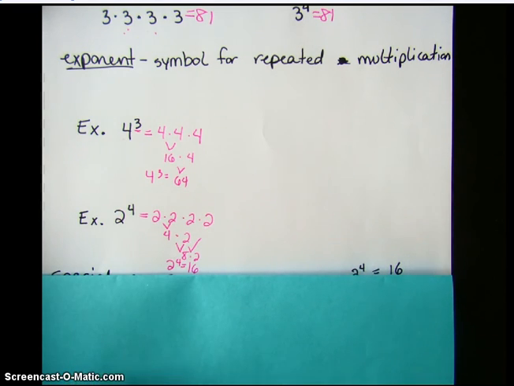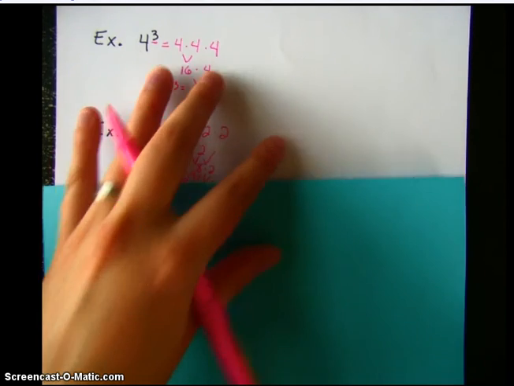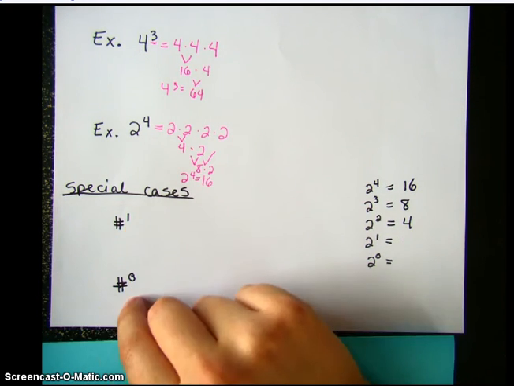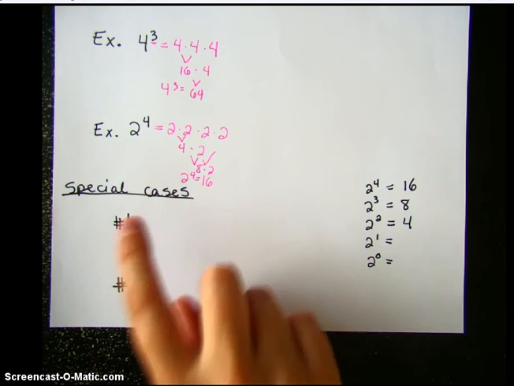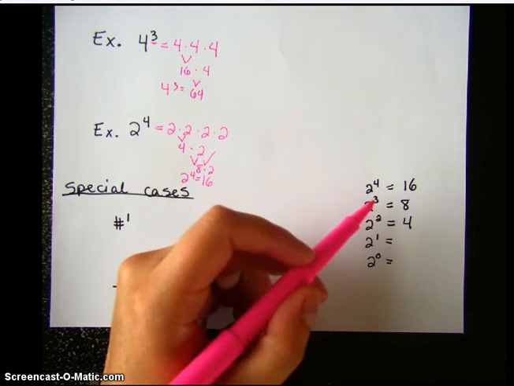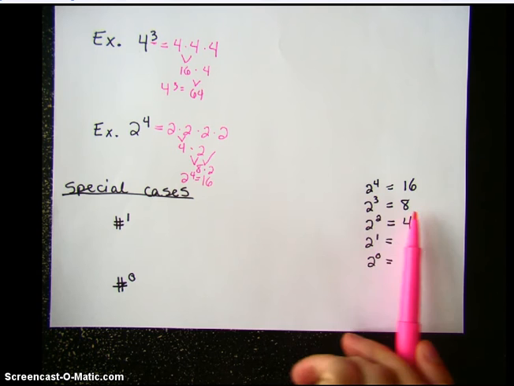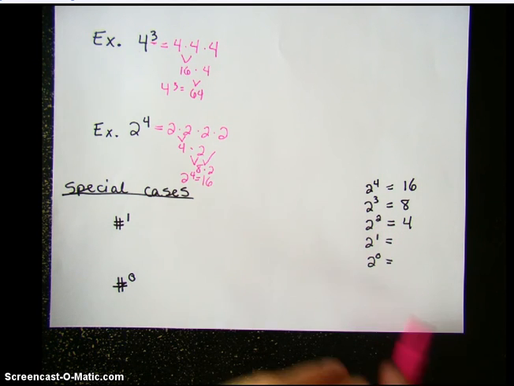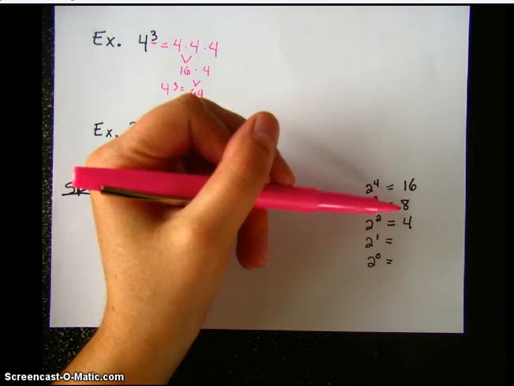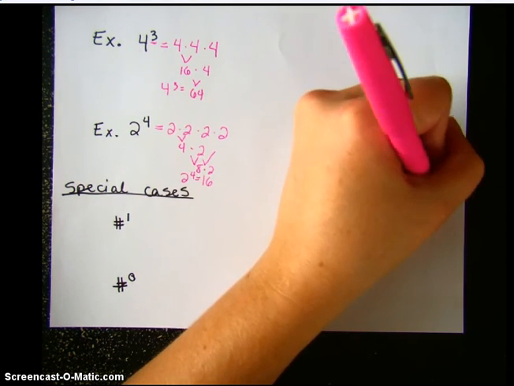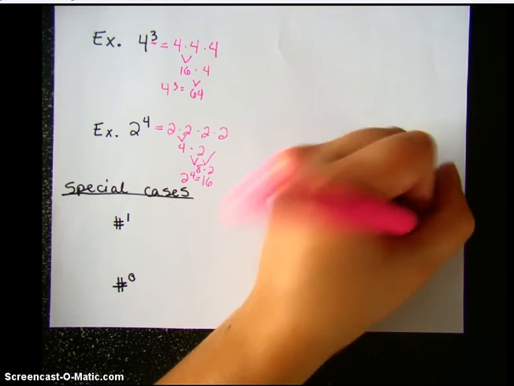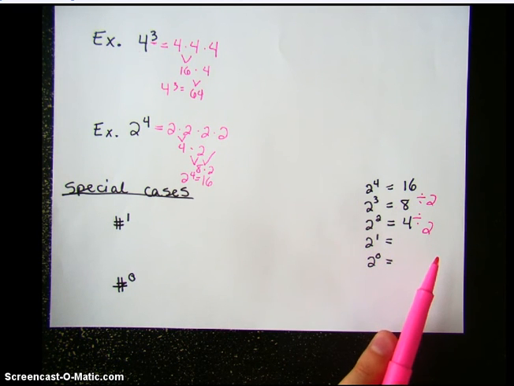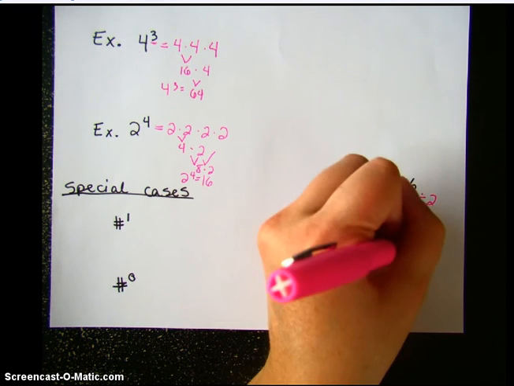Now, there are some special cases that you need to know about, and those cases are a number to the 1 power or a number to the 0 power. If you look over here, I gave myself a chart. So 2 to the fourth is 16, 2 to the third is 8, 2 squared is 4. If you notice, when we go from 16 to 8, we divide by 2. From 8 to 4, we divide by 2. So that means to get 2 to the 1, we're also going to divide by 2. So 4 divided by 2 gives us 2.